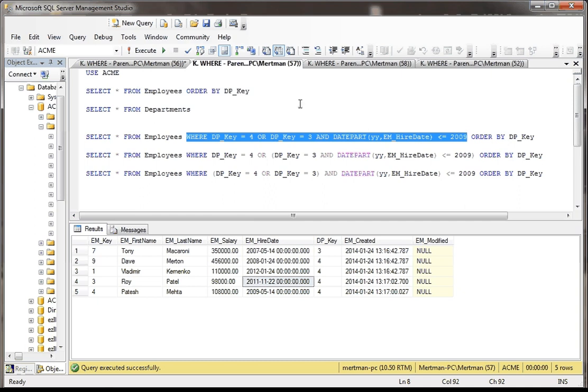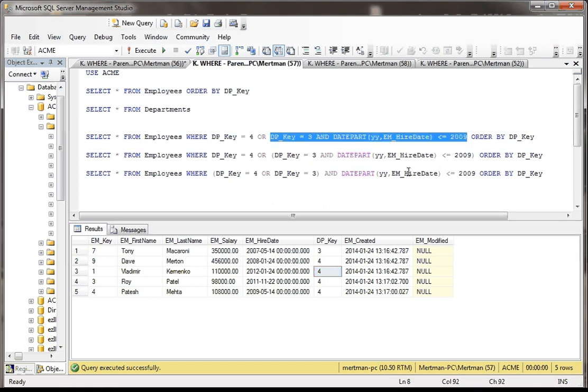Well, here, unless you have parentheses collecting things ahead of time, it just reads it left to right. So it'll say where the DP key is equal to 4, which we have. Here's a guy that is in that department, but he's too new. But he is in 4, or DP key equals 3, and this is true.